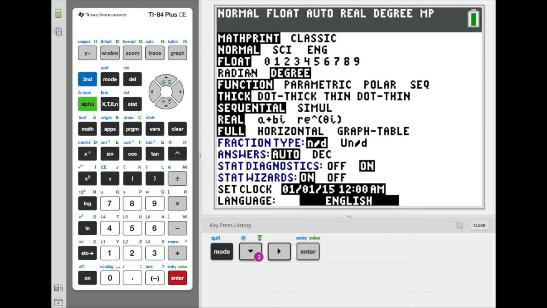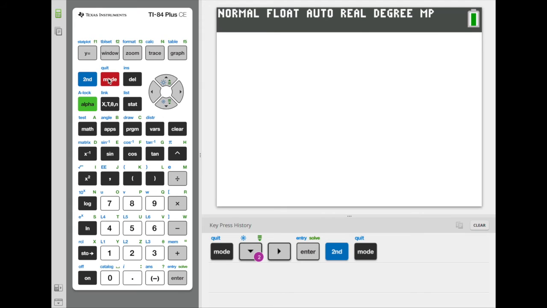So what I'm going to do is scroll down and make sure that degree is highlighted. My calculator was in radian mode, so I'm glad that we checked. To get back to my main screen, I can then hit second and then quit to bring me back to my home screen. Now, we know from this chapter that we can use sine and cosine and tangent in order to find any of those values.